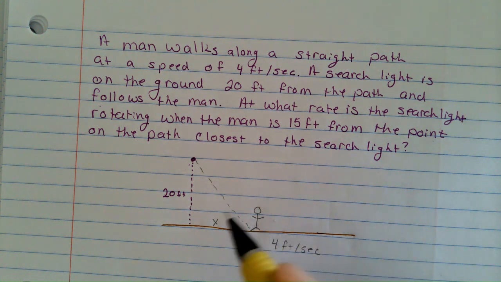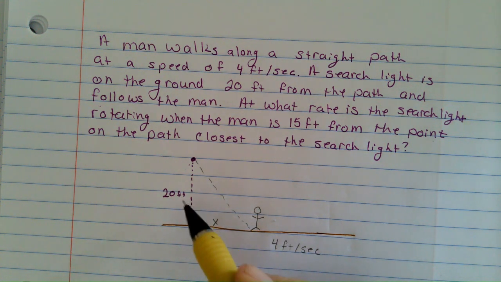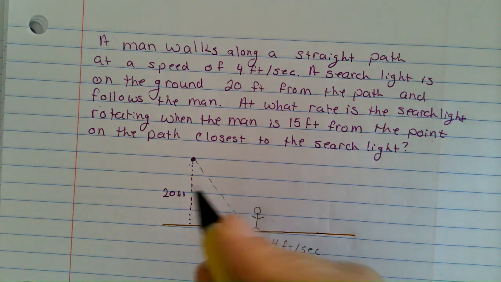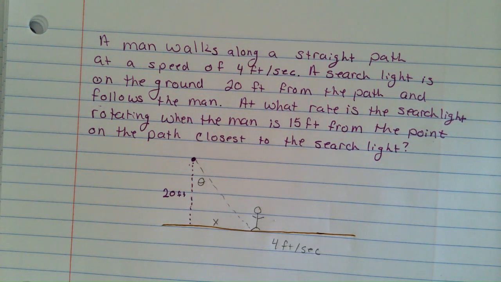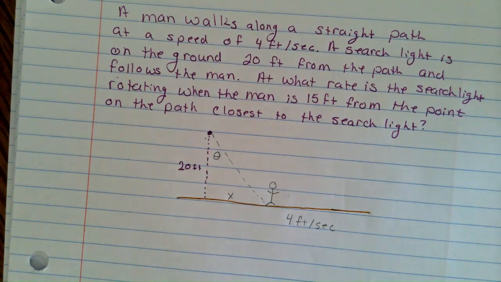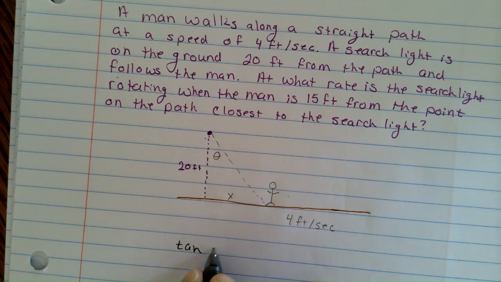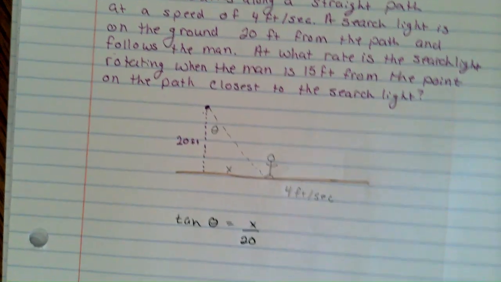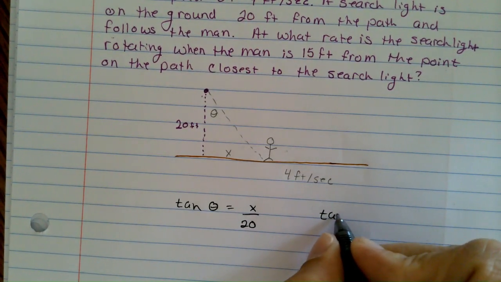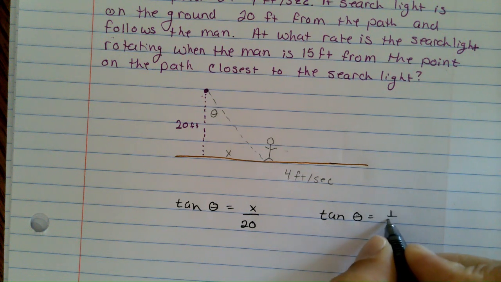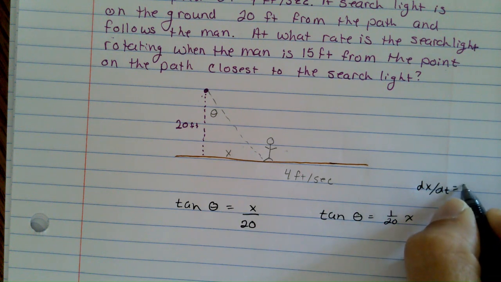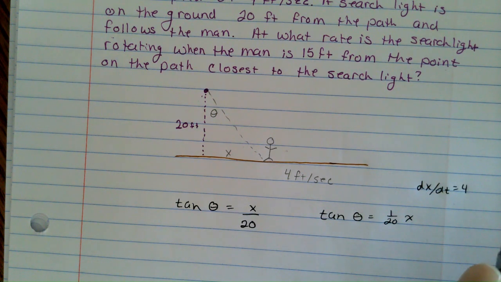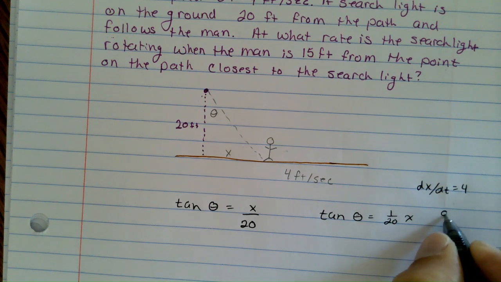Well, the only way to relate these two is in a right triangle using tangent. So we're going to have to relate it to our angle. That's the only equation we can come up with. Tangent of theta is going to equal x over 20. We can rewrite this: tangent of theta equals 1/20th x. And we know dx dt is 4. But we need to know d theta.